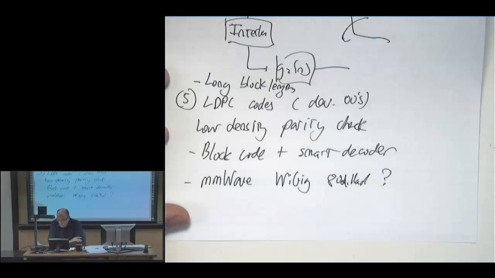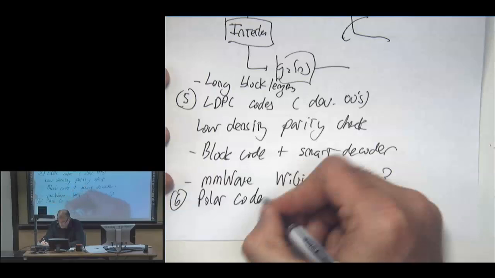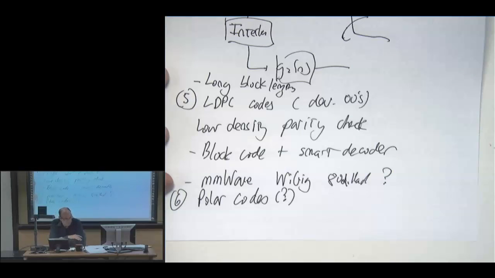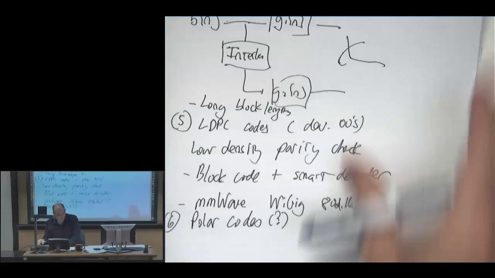Now, the question being, what is the next hot coding topic? Probably polar codes, but maybe it's too early to tell. So I'll just put polar codes here with a question mark. These have gotten popular in the last 5 years or so, but they're not yet used in any wireless system that I know about.